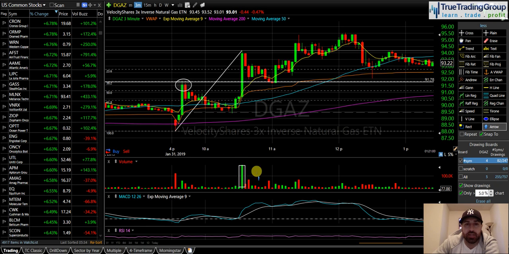Usually, guys, with this pattern, the heavier the volume on the break through the high, the better chance you have of this becoming an area of support. So right on that pullback, right there, I got long right here at 92.06. Okay, there's my entry, 92.06.